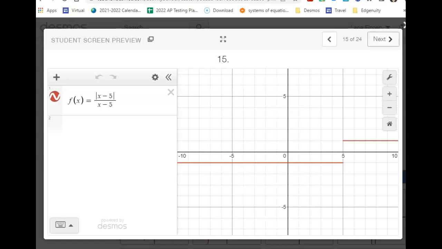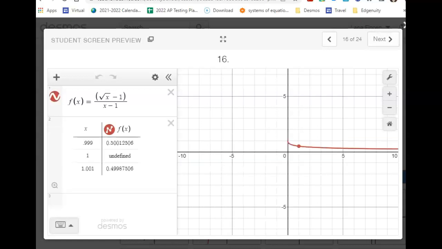16, as x approaches 1. Okay, so as we approach 1, one of the things that tripped some people up yesterday was one where the answer was a decimal. This one I think you could probably get. What are we approaching here? 0.5. But the one that was 0.1 yesterday threw some people off.